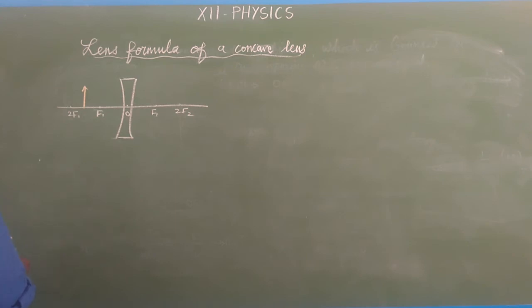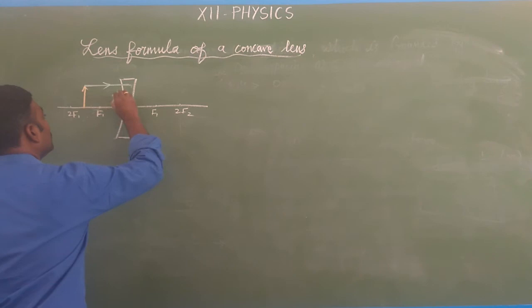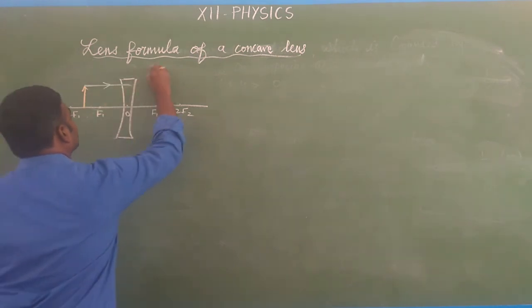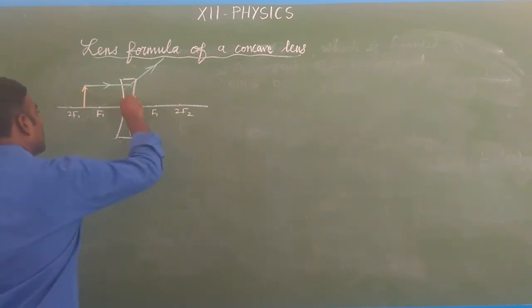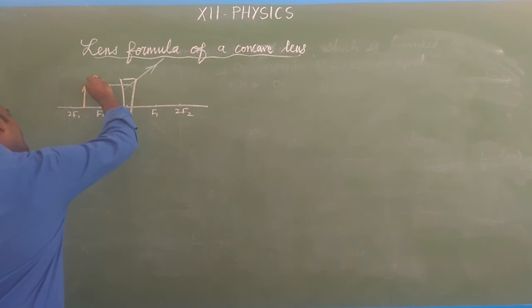So two rays start from the object. The first ray is incident parallel to the principal axis, but it is a diverging lens now, so the ray appears to diverge by passing through the focus. So this is the first ray. Then the second ray goes to the optic center.